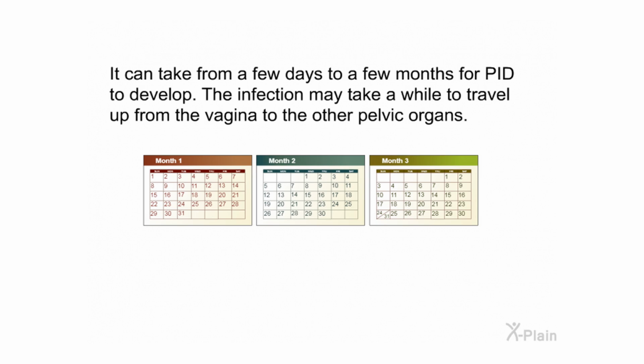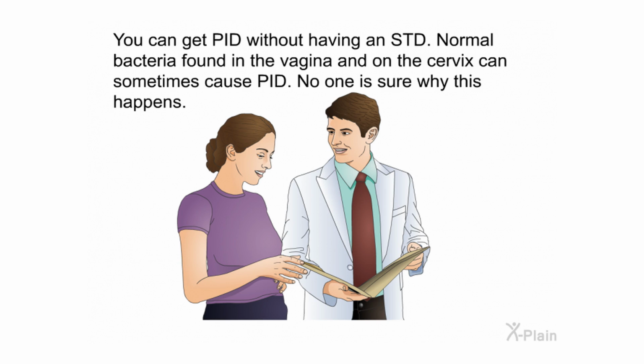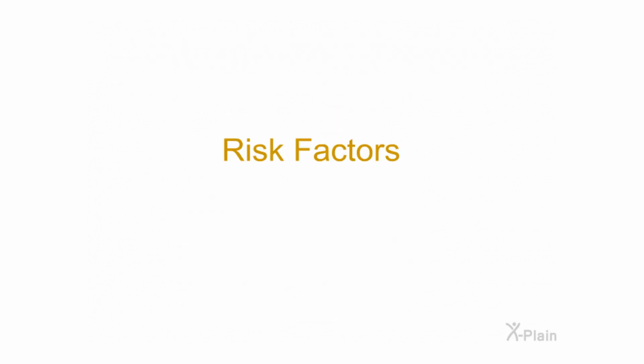It can take from a few days to a few months for PID to develop. The infection may take a while to travel up from the vagina to the other pelvic organs. You can get PID without having an STD. Normal bacteria found in the vagina and on the cervix can sometimes cause PID. No one is sure why this happens.